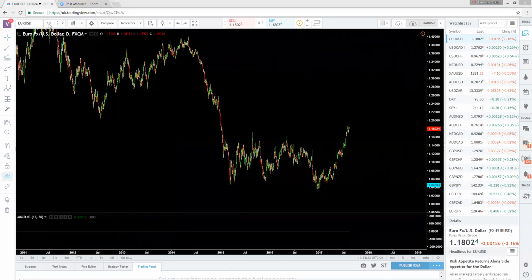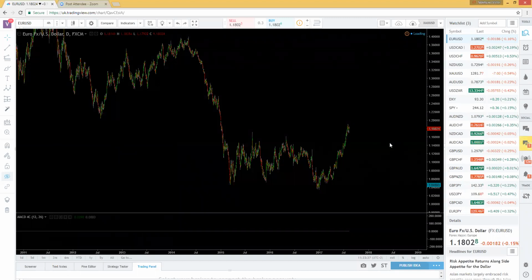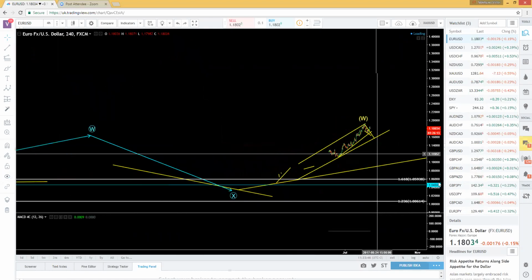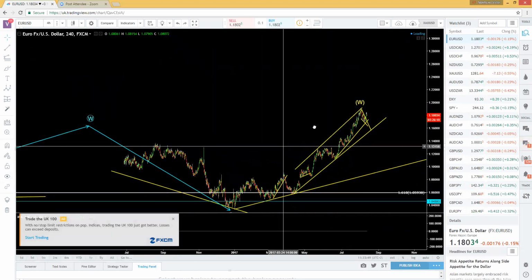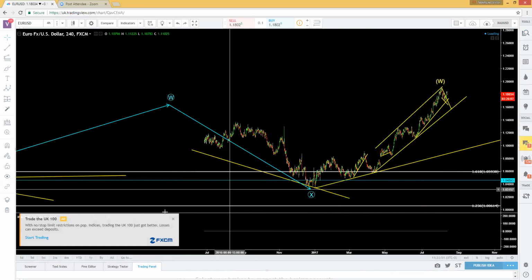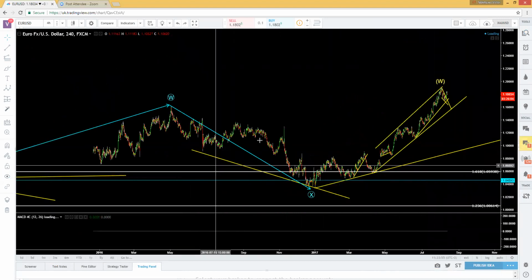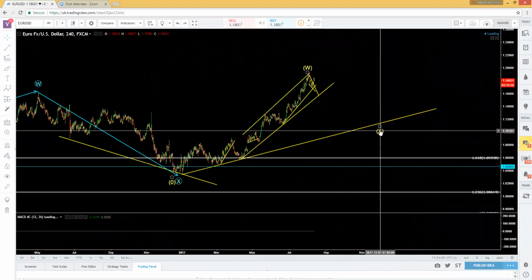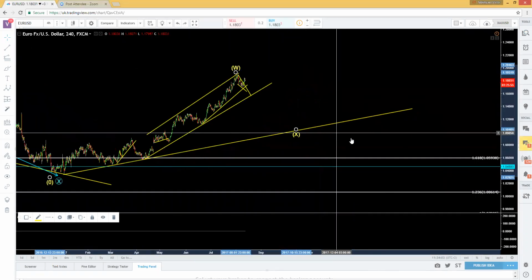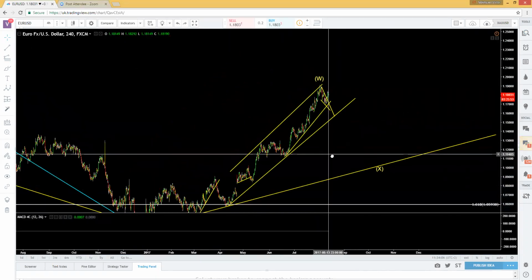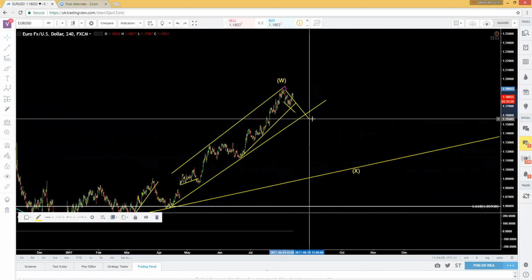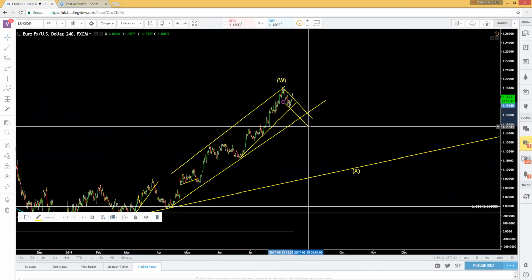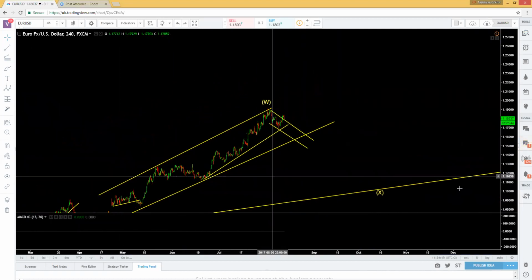Here, if I go to the lower time frame, the 4 hour, just take this off again. Let me check what is happening with the euro US dollar. So this is that WXY that I had drawn initially. The pullback that I was talking about is this one here. This is the pullback that I was talking about, which seems to have already started. So we need to see what happens here.